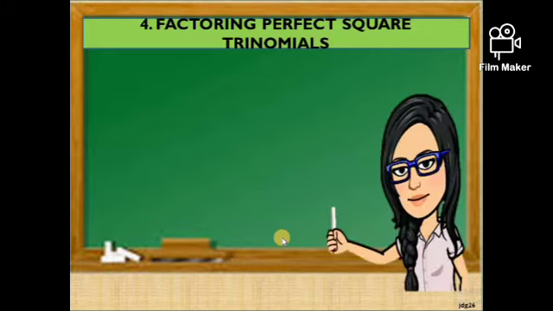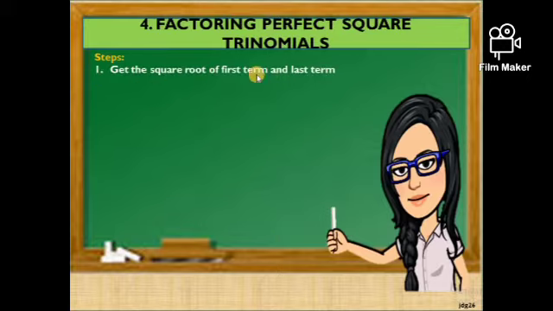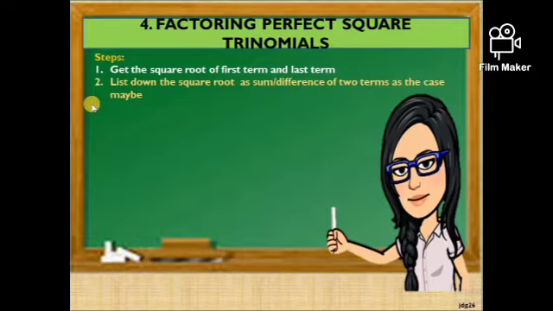Ngayon, pag-usapan natin ang steps kung paano kunin ang factors ng perfect square trinomial. Number 1, get the square root of first term and the last term. Second, list down the square root as sum or difference of two terms as the case may be. Let's have some examples. Number 1, n squared plus 16n plus 64. What are the factors?